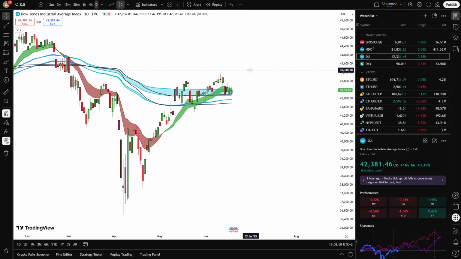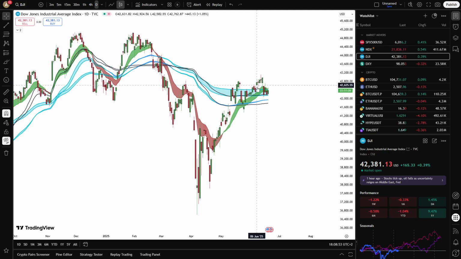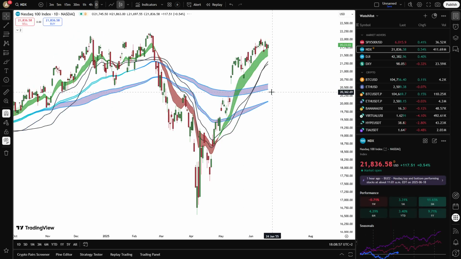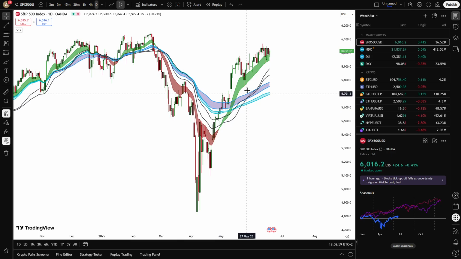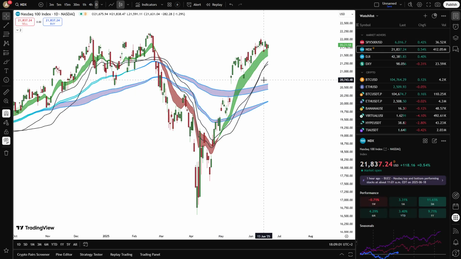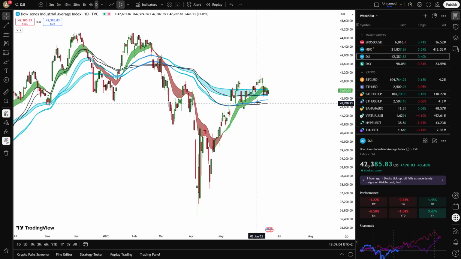Same goes for the Nasdaq, same goes for the Dow Jones. This is still in chop. As you can see right here, see the difference between them. These are moving up. These are almost getting out of chop. These are clearly still inside a chop, meaning consolidating, just ranging price action.